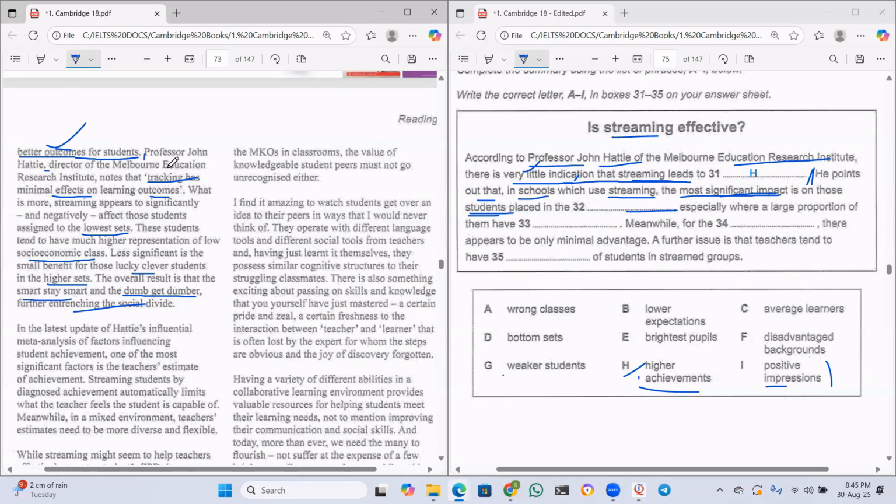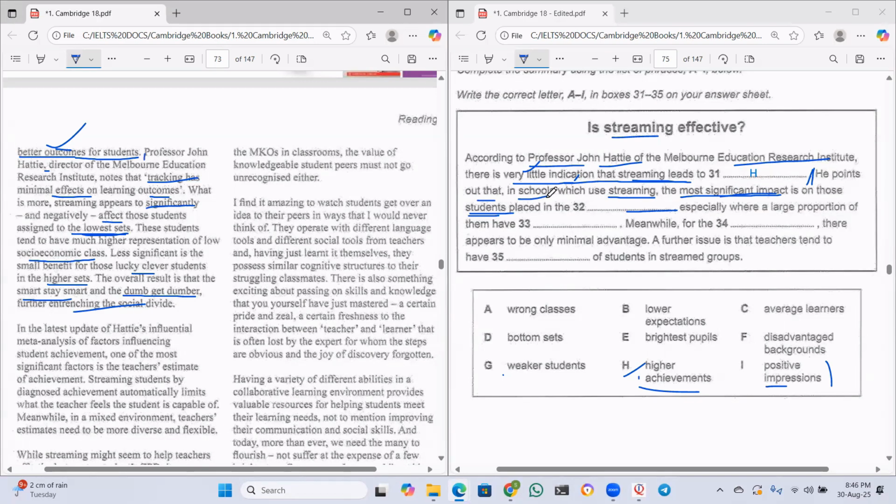So Professor John notes that tracking has minimal effects on learning outcomes. What is more, streaming appears to significantly and negatively affect those students assigned to the lowest sets. You got it, guys? Did you match the synonyms or not? This is a very important strategy. This is our most important trick here. You have to match the synonyms, okay?